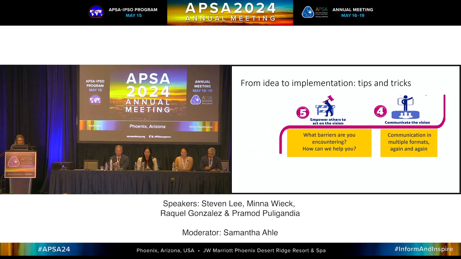The next tip is to empower others to act on the vision. So we frequently circled back to ask, what barriers are you encountering? How can we help you? If people had ideas about how to make it better, then we were willing to try it. Right now we have a resident whose idea is to see if we can implement a nudge into our EPIC system after an operation to say, hey, remember to go fill out an EPA. And so we empowered him to act on his vision of how to make this better.